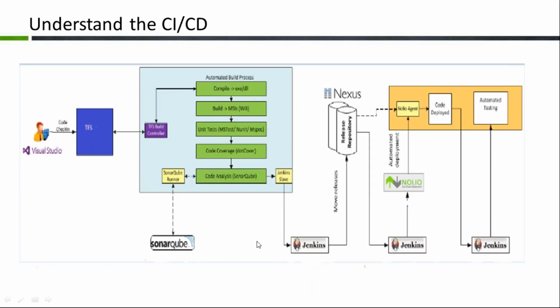Okay, the raw code is bundled, and that bundle we store in tools like Nexus, from where we pull it using the deployment tools, and then we deploy it onto the server where a tester can use it. And once the tester tests it, we can put it directly on the production environment.